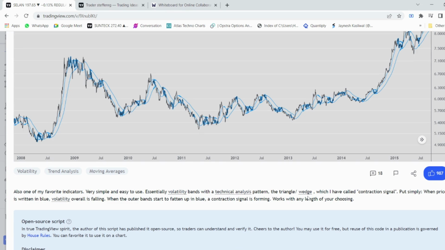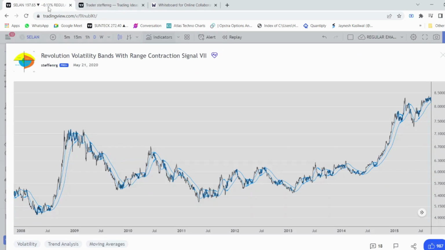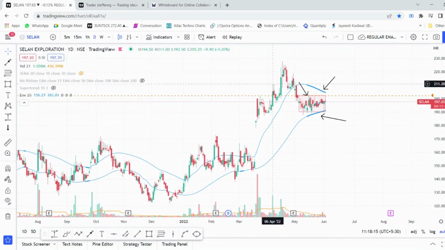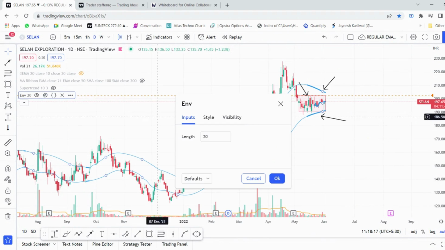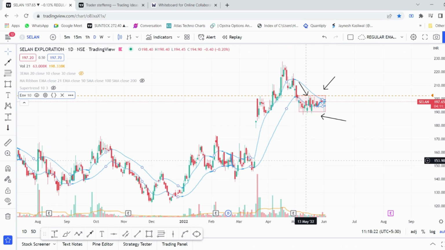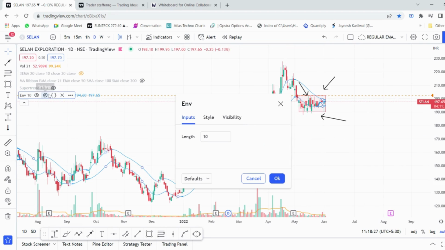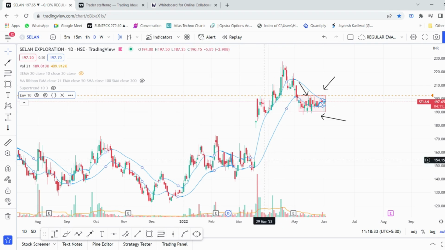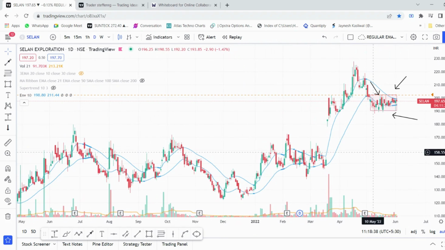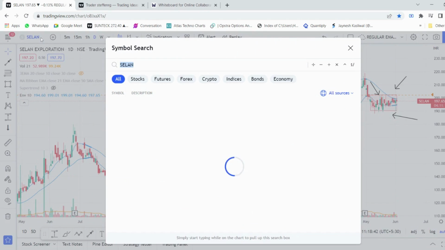Works with any length of your choosing, so you can define how much length that you want to put. For example, here we are going to put a 20 length. We can select 10 also. Then it will calculate the data based on the past 10 days or so, right? So the more the number, the more the period, more will be the data, and the lesser the period, lesser will be the data. So this indicator can help you to identify areas of congestion, and as you can see, whenever we have a tight range, the stock will now try to break out above that area.